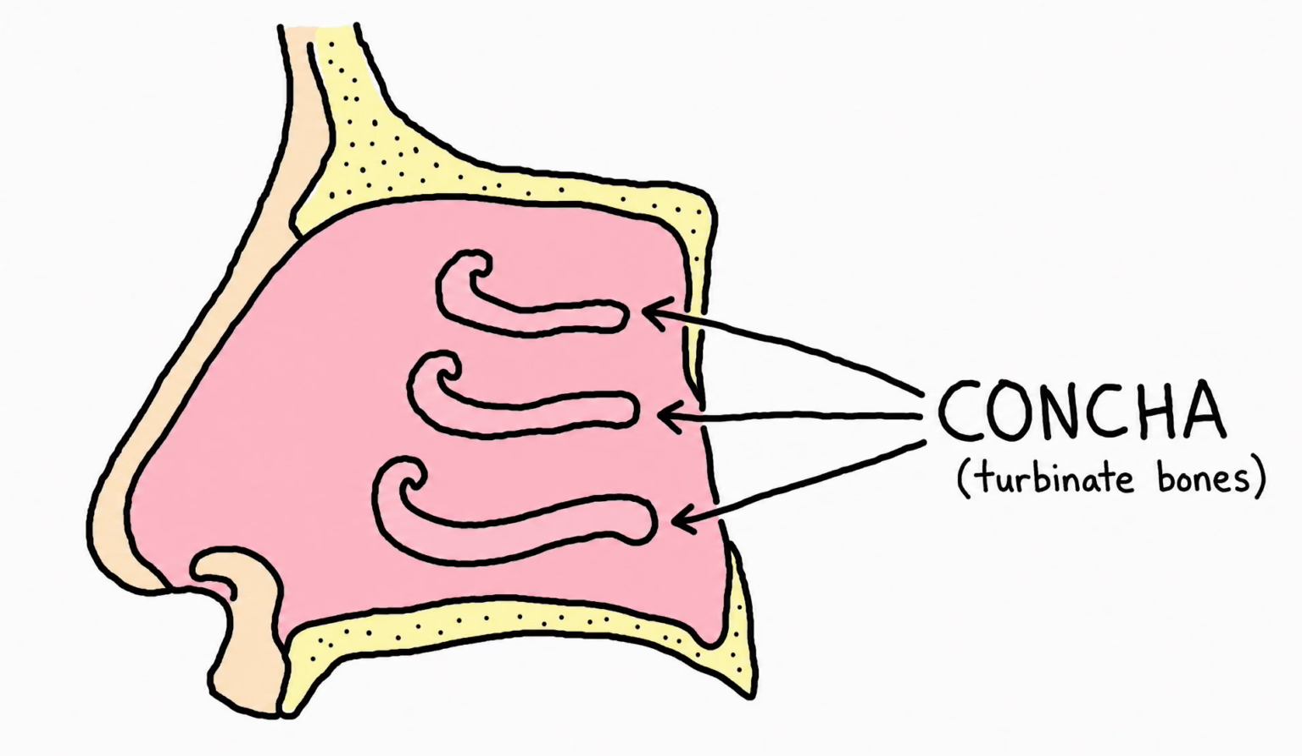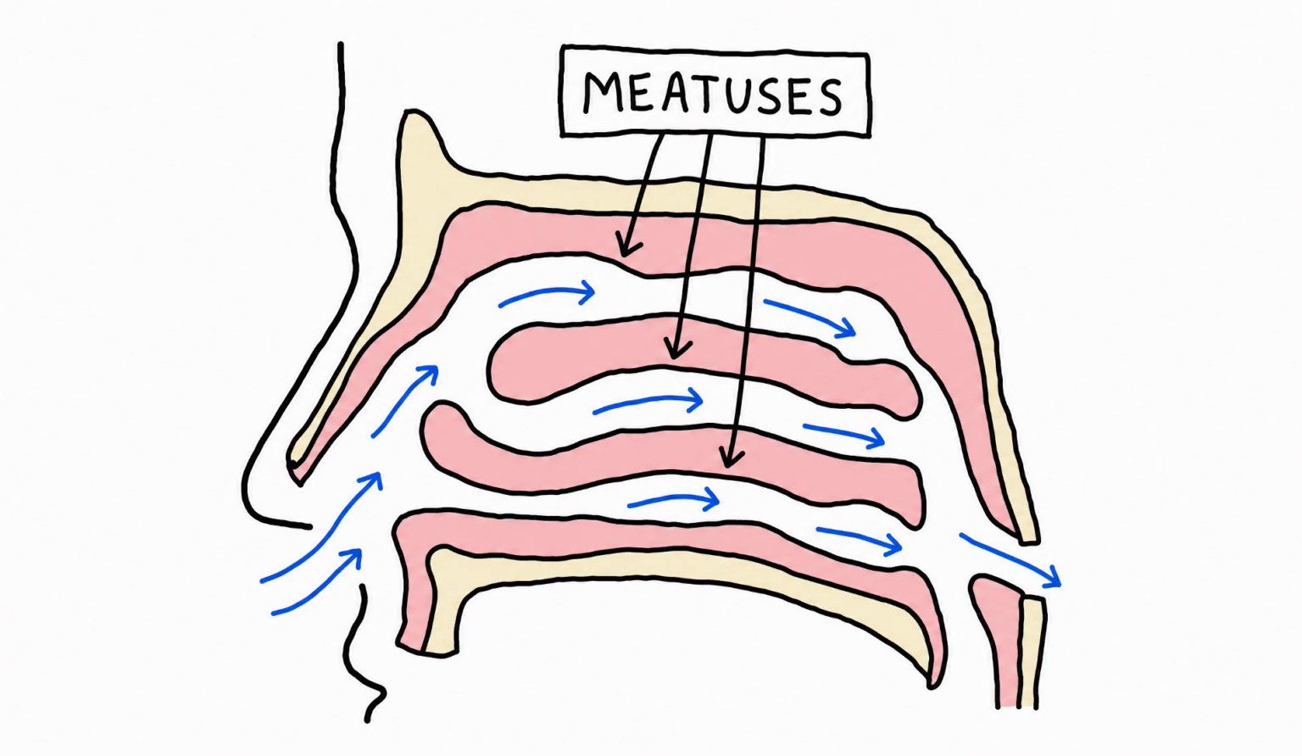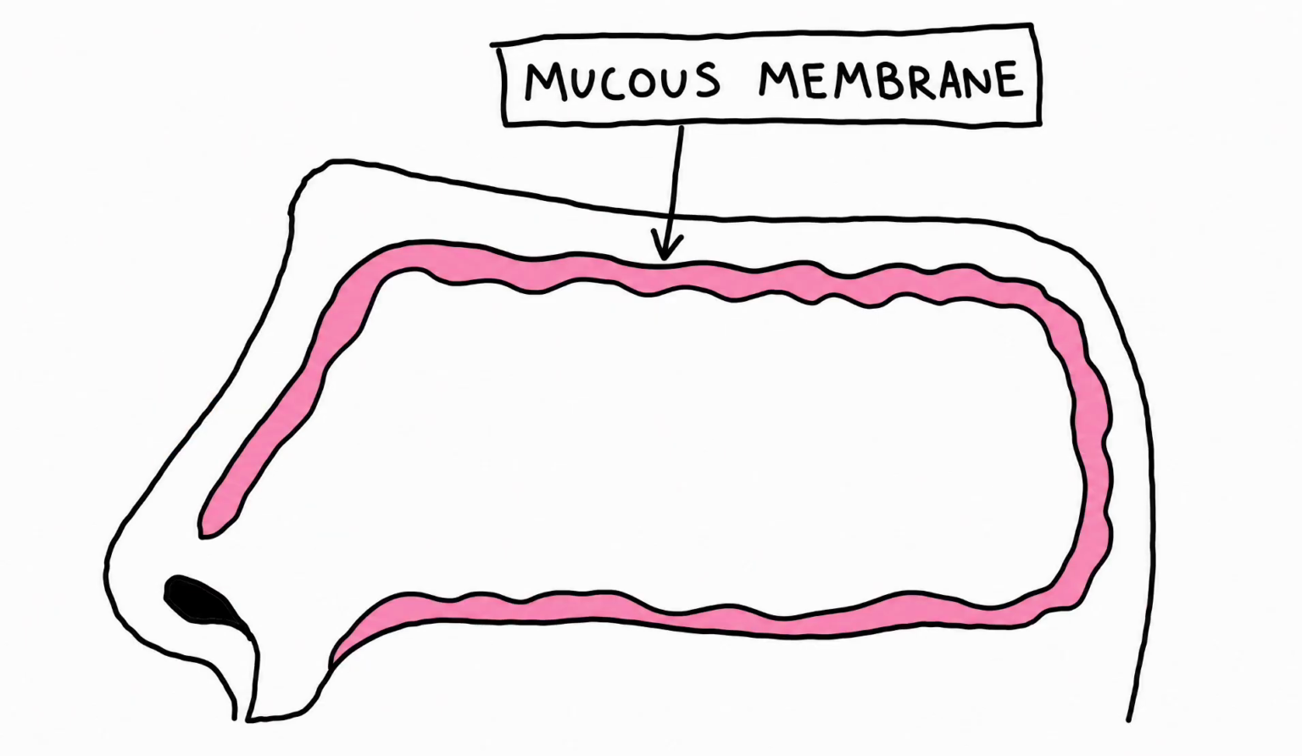And the nasal concha, or superior, inferior, middle, these turbinate bones curl in from the lateral walls of the cavity, and the concha is going to separate the nasal cavity into these passageways called the meatuses. Okay. And so the upper portion is going to contain olfactory receptors for sense of smell, and that's going to be lined with a mucous membrane, specifically pseudostratified ciliated epithelial tissue.